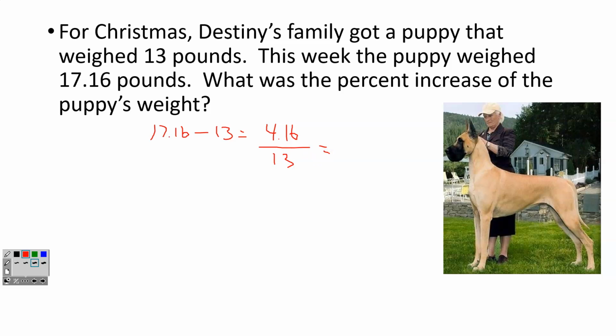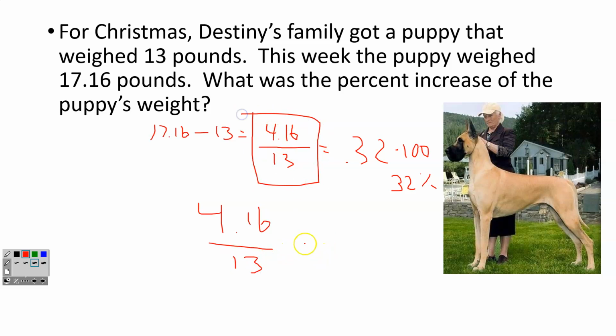So if I do 4.16 divided by 13, I'm going to get an answer of 0.32, which when I multiply by 100 gives me 32%. I could have also done 4.16 over 13, which is that right there, equals x over 100, and would have gotten the same answer.